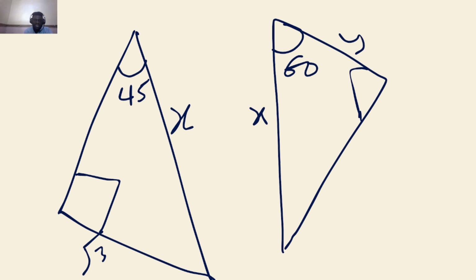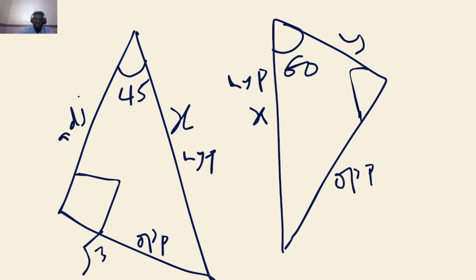To identify the sides, this is hypotenuse here, this is opposite, and this is adjacent. I'm just going over it because we've done this severally, so you should be able to identify. This is also hypotenuse, this is opposite, and this is adjacent. To start with A, before we come to B, let's start with A.